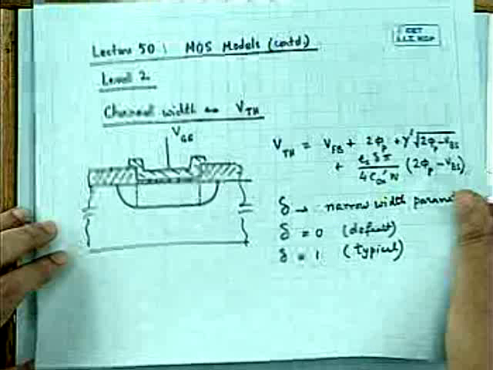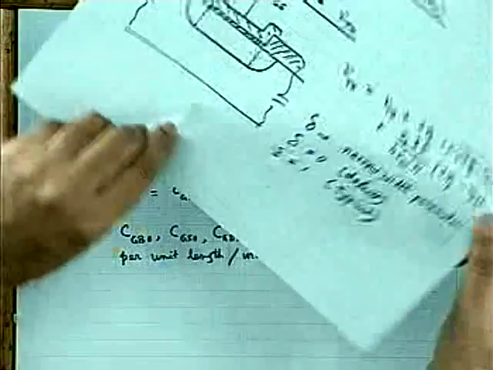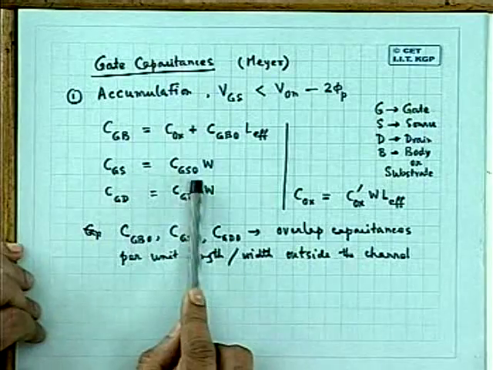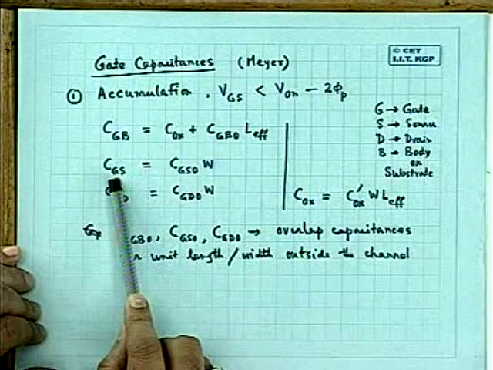But if there is an overlap, there will be an extra capacitance. That is particularly reflected. That is why the general name is overlap capacitance. Same way, we can say that CGS is equal to what? Between the gate and source.